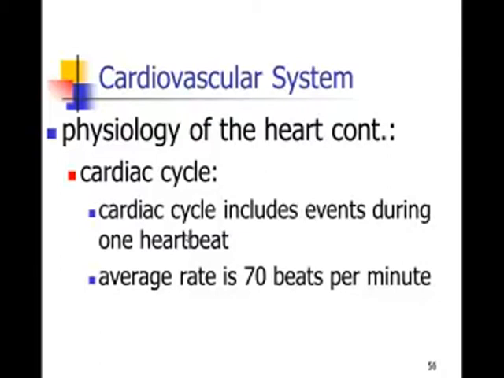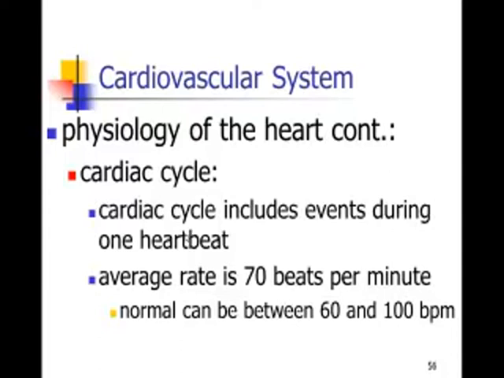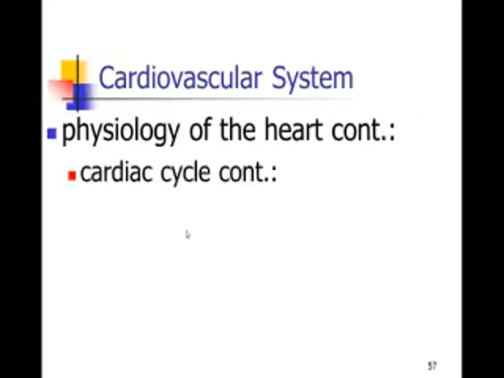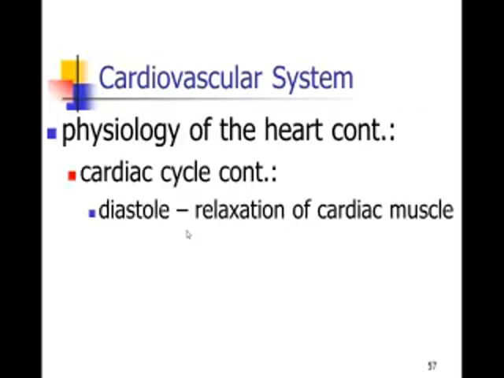As I mentioned, the average rate is going to be about 70, some people would say 70 to 72 beats per minute. But it can be as low as 60 or as high as 100. And there are two phases of the contraction cycle, or the heartbeat, the cardiac cycle. The systolic phase, or systole, is the contraction phase where the cardiac muscle is contracting. And then diastole is the relaxation phase of the cardiac cycle.